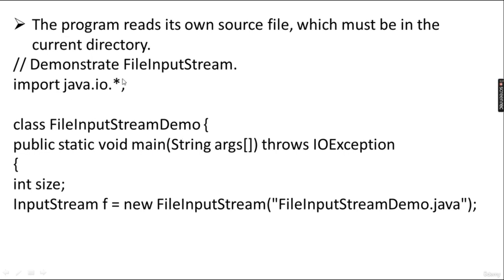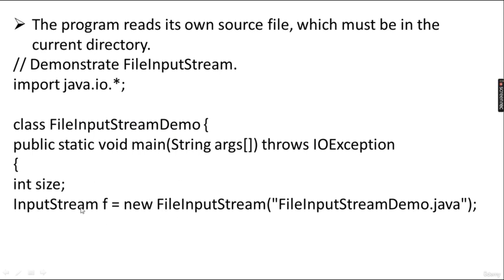You are importing the java.io package because we are exploring this one. In the previous chapter we saw the java.util package, because those were utility classes, not part of your collection framework. And here we are exploring the input-output package, so we have to include this package java.io. Then file input stream demo. This is the main method, which throws the input-output exception.